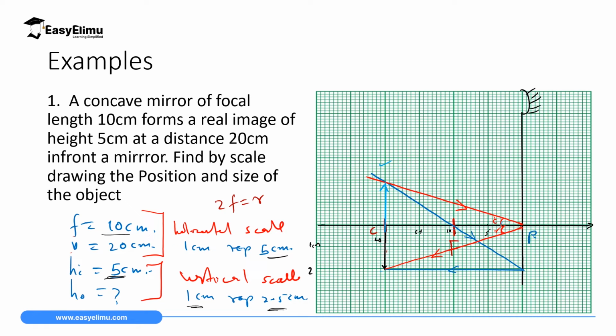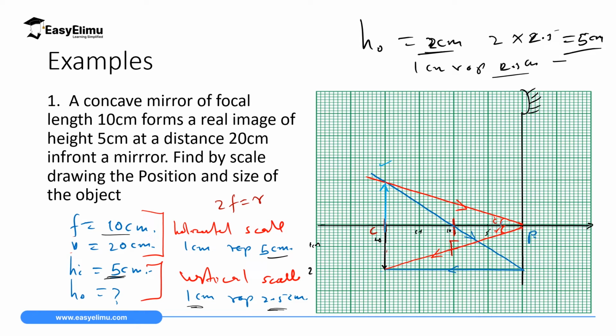You measure the height of this object. In this case, if I measure, it is 2 centimeter. So HO, the height of the object, is 2 centimeter from the graph. But from the graph, 1 centimeter represents 2.5 centimeter. So if I have measured 2 centimeter, then I have to multiply with 2.5. So it is 2 times 2.5. Therefore, the object height is 5 centimeter. So through that, you have done a construction of that ray diagram.